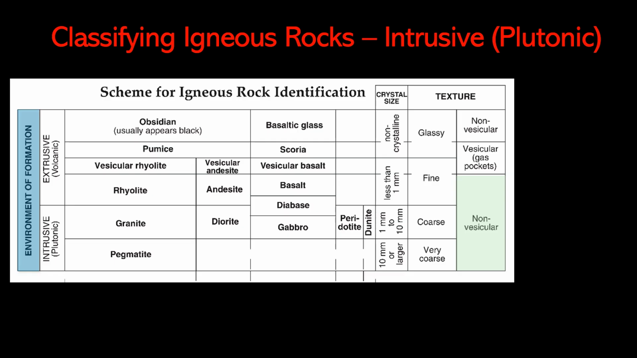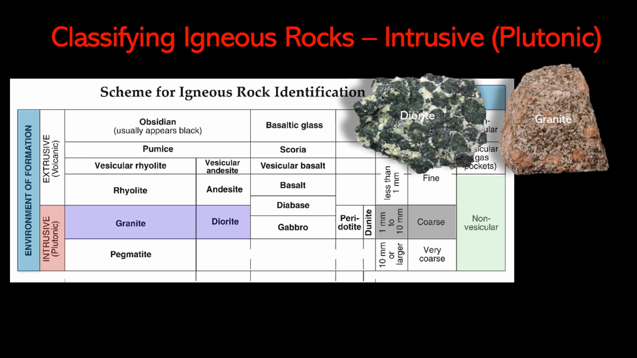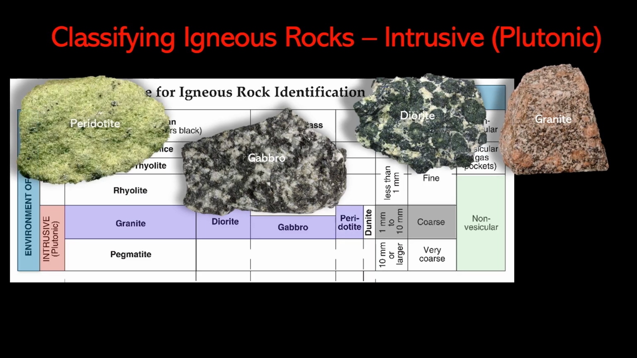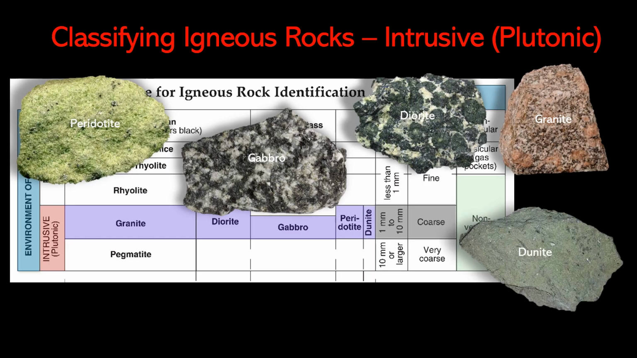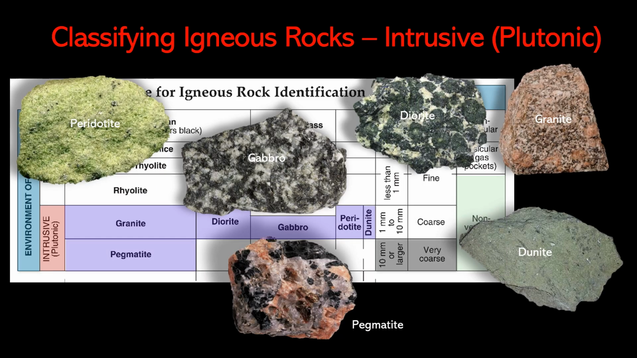The environment of formation for such rocks is known as intrusive or plutonic, and as with extrusive rocks, they are classified by their grain size and texture. Here are a few examples. Coarse-grained rocks with crystal sizes between 1 and 10 mm: granite, diorite, gabbro, peridotite, and dunite. Pegmatite is a very coarsely textured rock with crystal size over 10 mm.